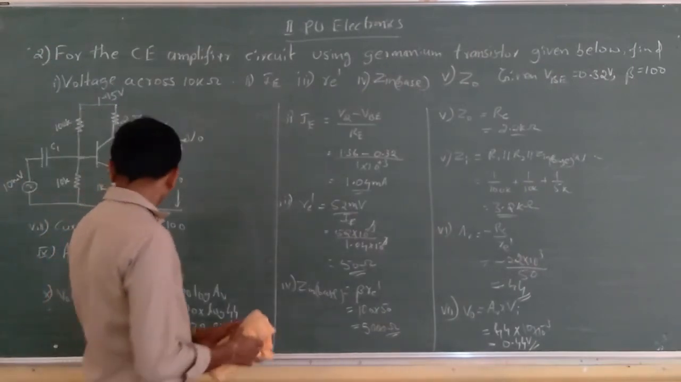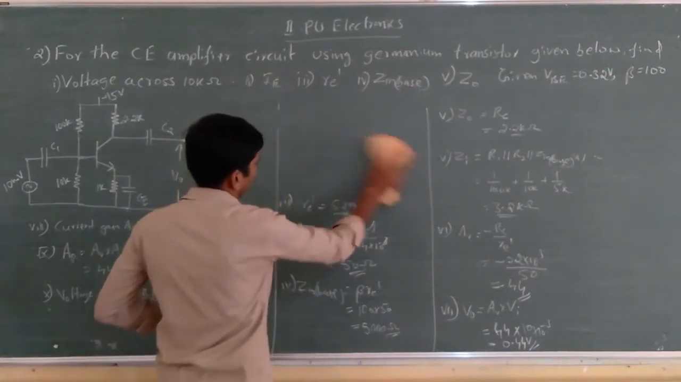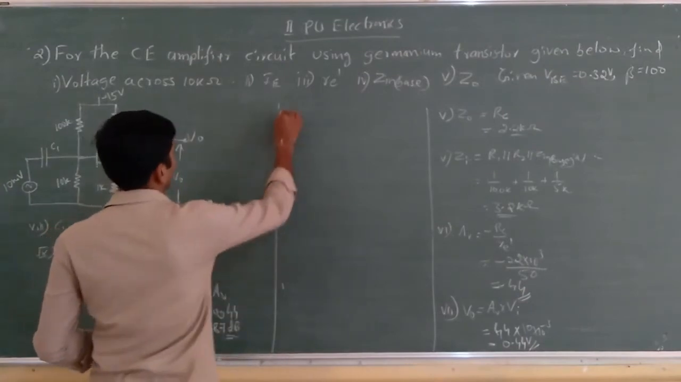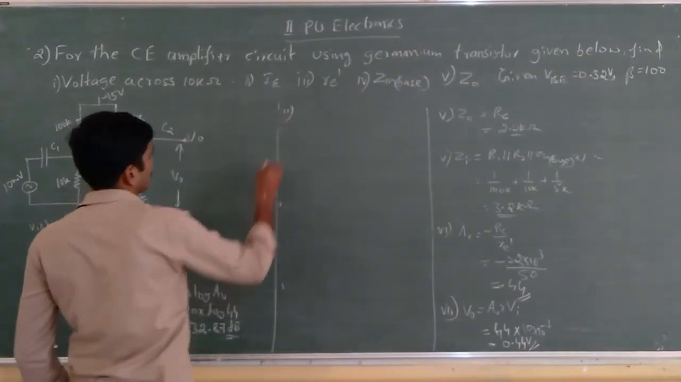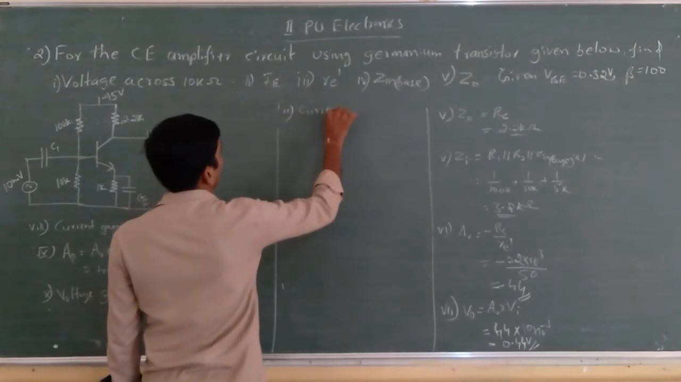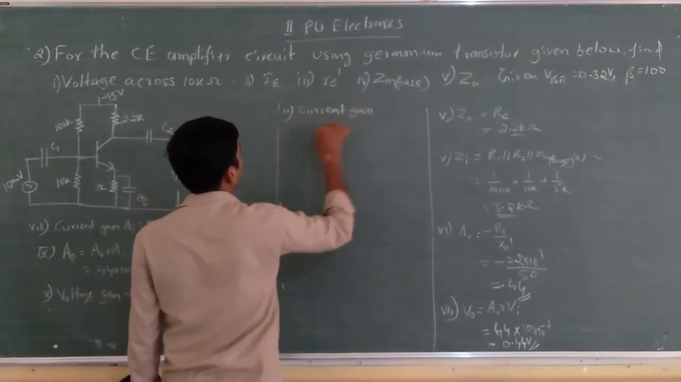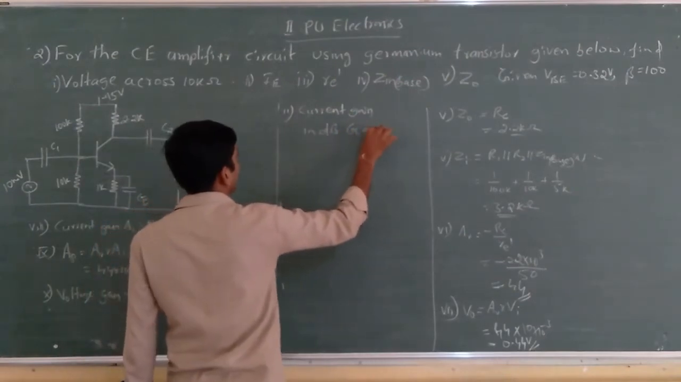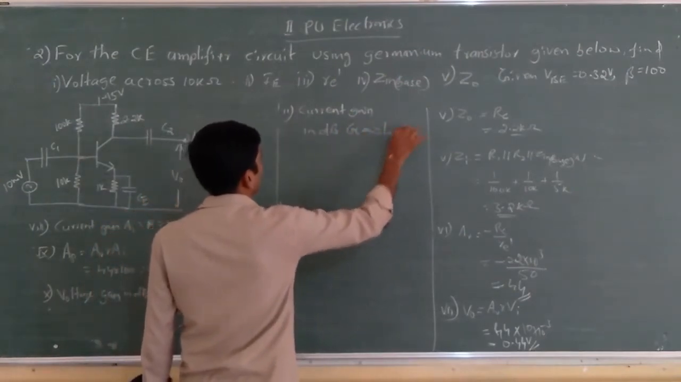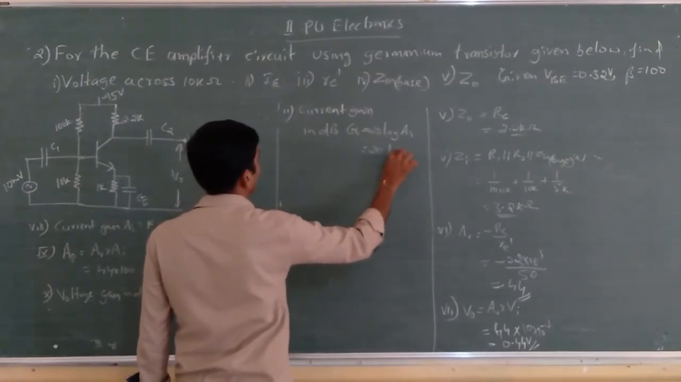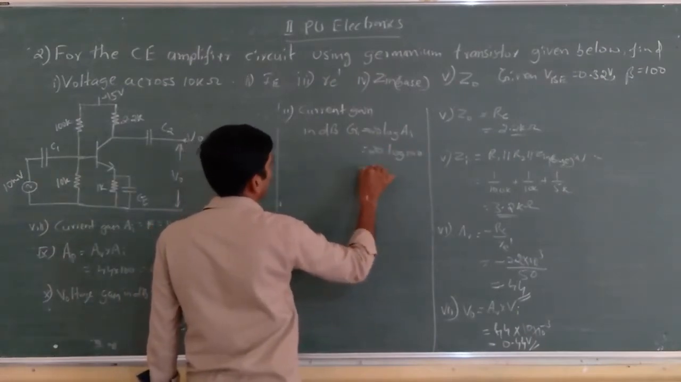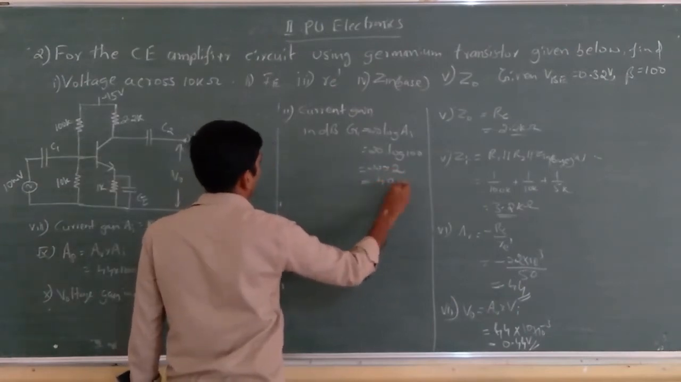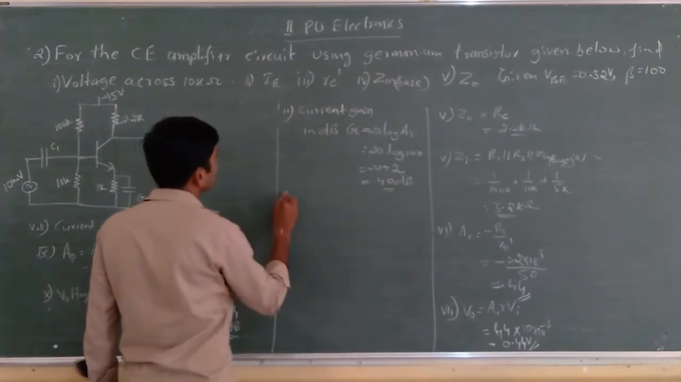Next thing is 10th one, 11th one, current gain in decibel. Current gain in dB is GI is 20 log AI. What is 20 log AI? 20 log 100, 20 into 2, that is 40 dB, 40 decibel.